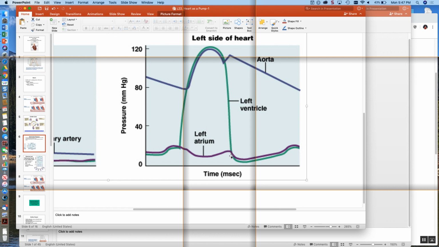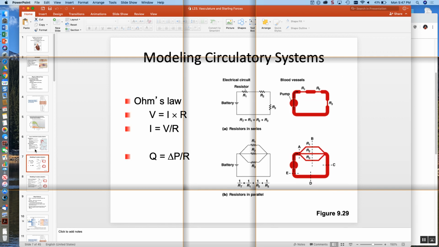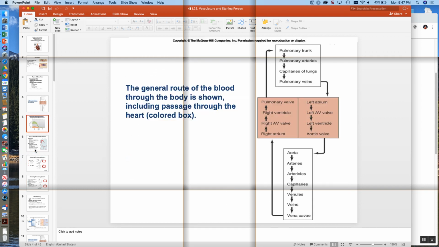Right? Does that help? Okay, so if you can go through that on your own as well, you can tell when those valves are going to be open and shut. All right, so a few other things. I think we're doing pretty well here. Whoops, that's not the right one.